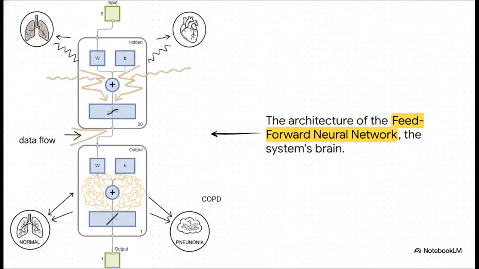And here's what that brain looks like under the hood. You've got data coming in the top layer. Then it hits that hidden layer in the middle. That's where all the complex pattern recognition happens. And finally, it all funnels down to the output layer, which makes the final call. Is this patient normal, COPD, or pneumonia?